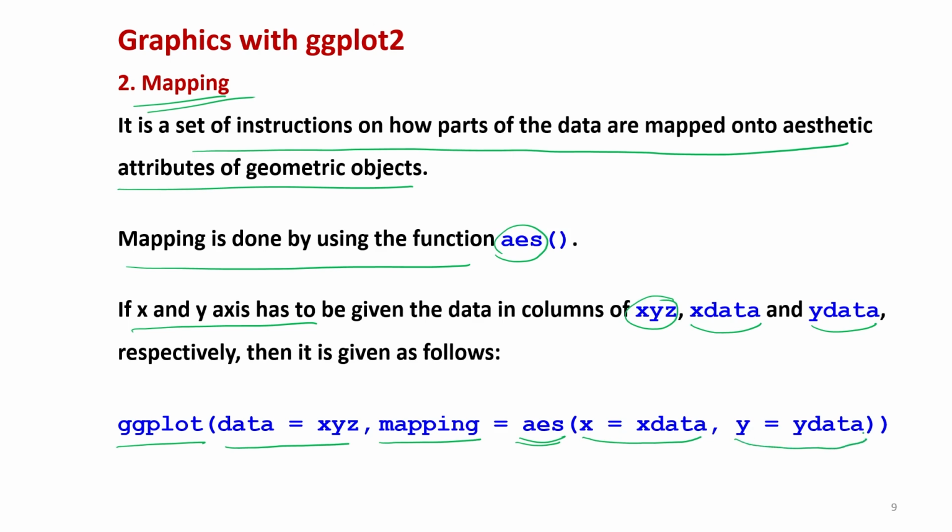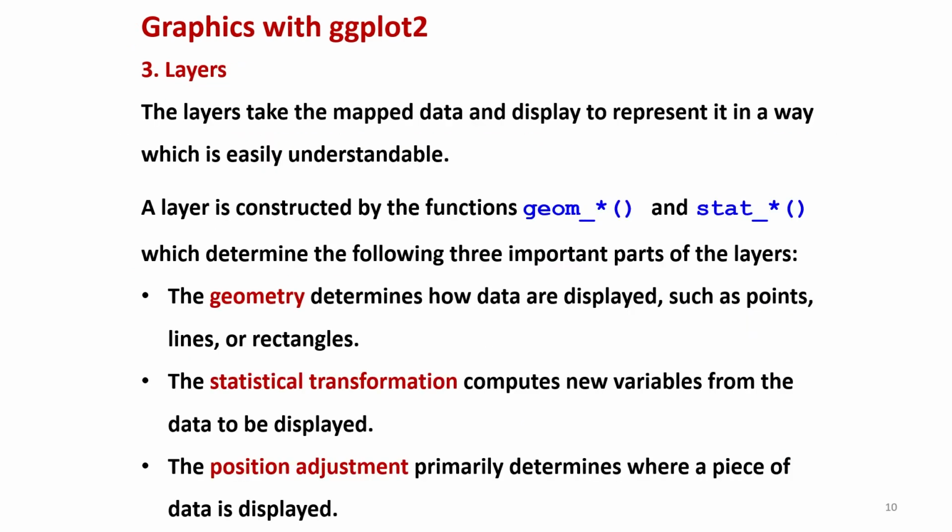So this is how, from the data frame, the data which has to be plotted on the X and Y axis is given here, because you can see that a data frame may have different columns, but it depends on you which of the data you want to plot, right?